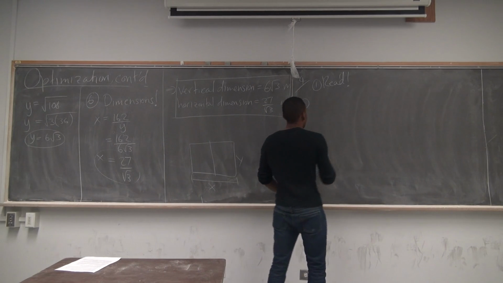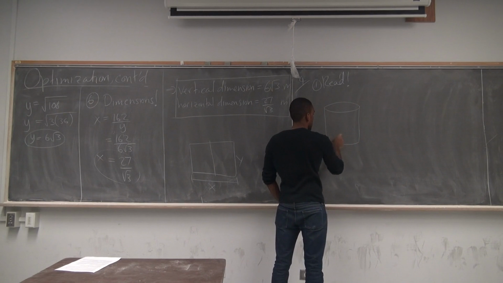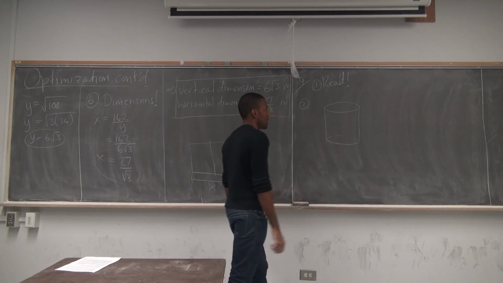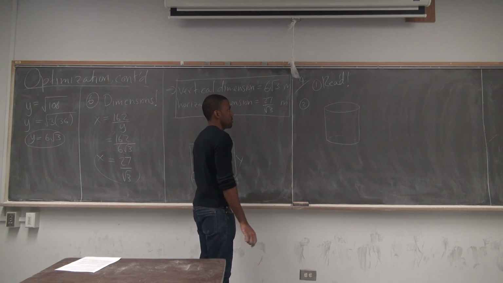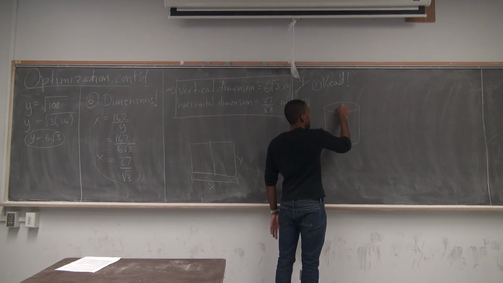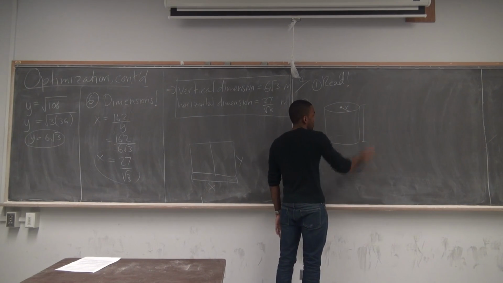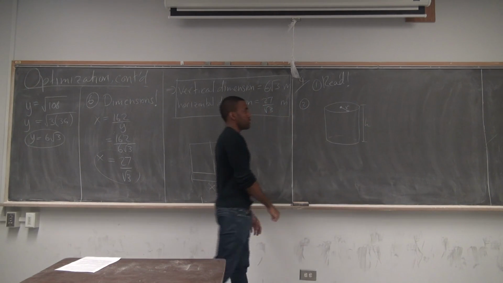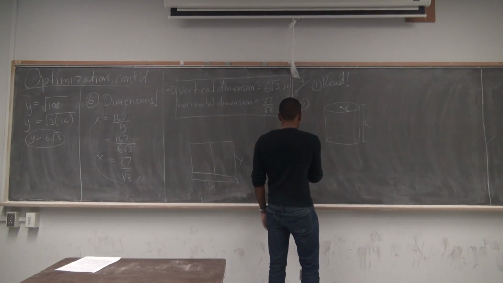So step 2, they actually told us it was a can. Okay. How would we label this? What are the important dimensions here? Radius. Radius is one thing we're going to want to know, so I'm going to call that R. And the height is also something, H. So that's going to be our diagram.